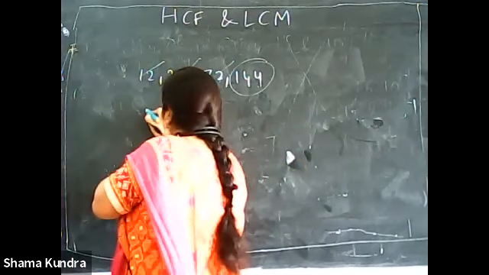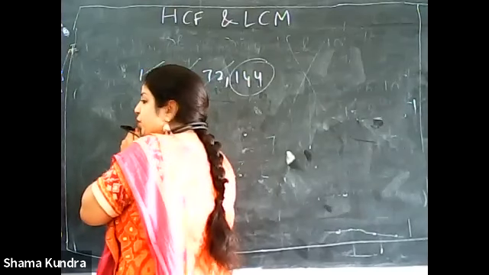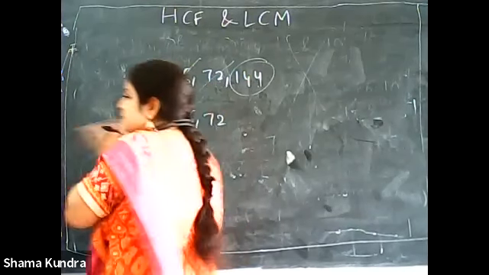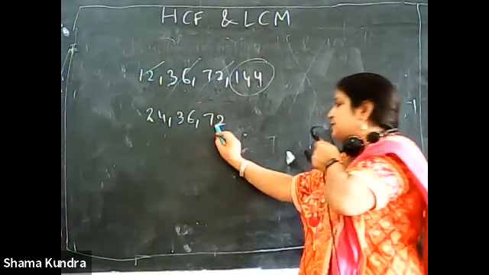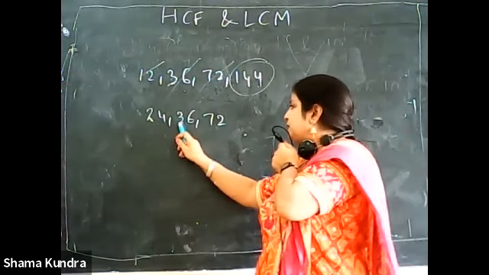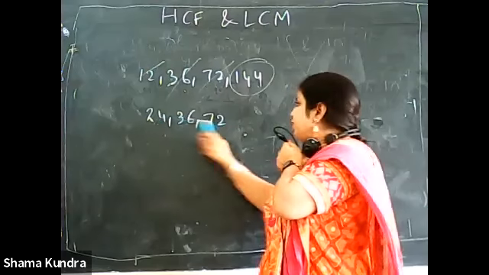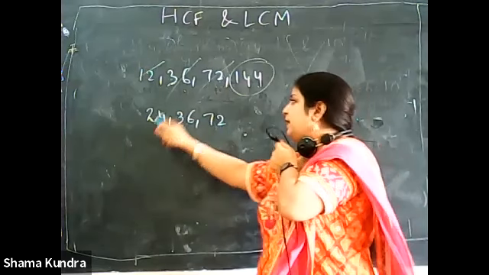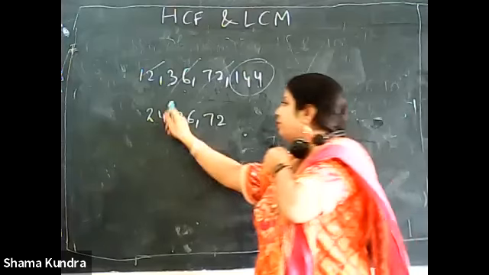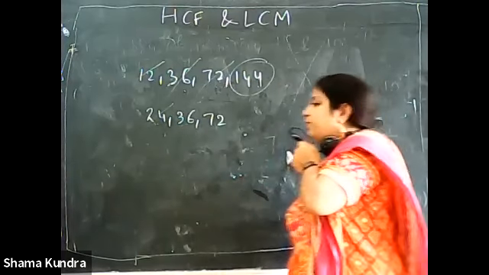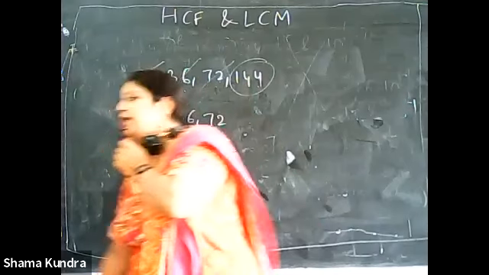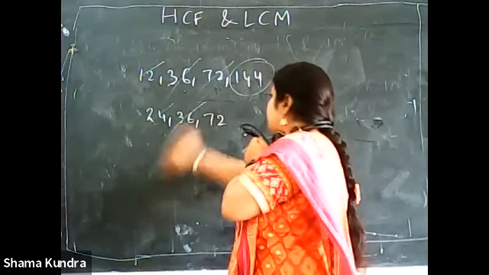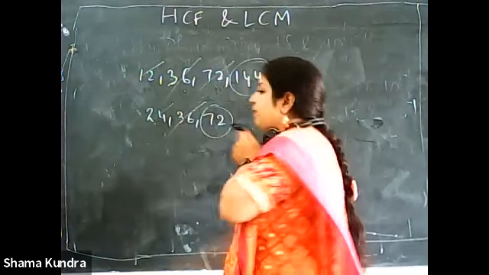One more example. If I want to find the LCM of 24, 36 and 72. Can 24 divide 36? No. Can 24 divide 72? Yes. If 24 divides 72, you can leave 24. Now, can 36 divide 72? Yes. So leave it. So the LCM will be 72.